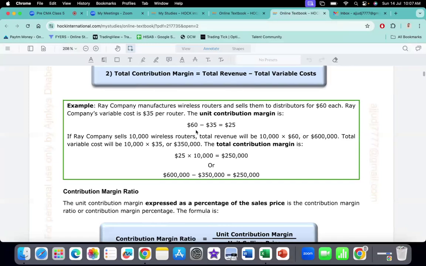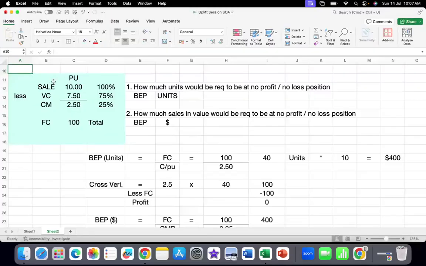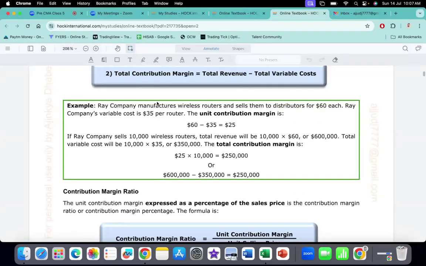Ray company manufactures wireless routers and sells them to the distributor for 60 each. Ray company's variable cost is 35 per router. What was the unit contribution margin? So we know that the unit contribution margin is sales minus the variable cost. It could be per unit and in totality as well. So here the sale price is 60 and the variable cost is 35. That gives you a contribution margin of 25. So that is 60 minus 35.